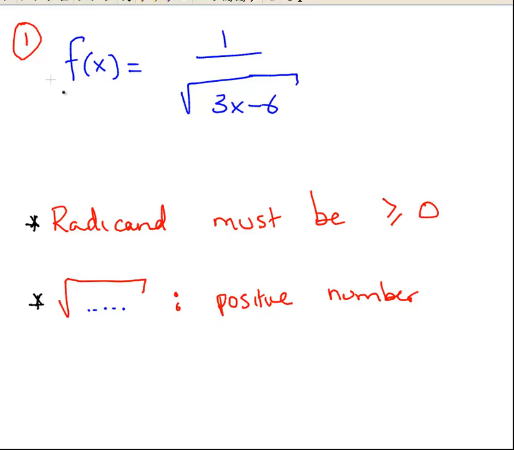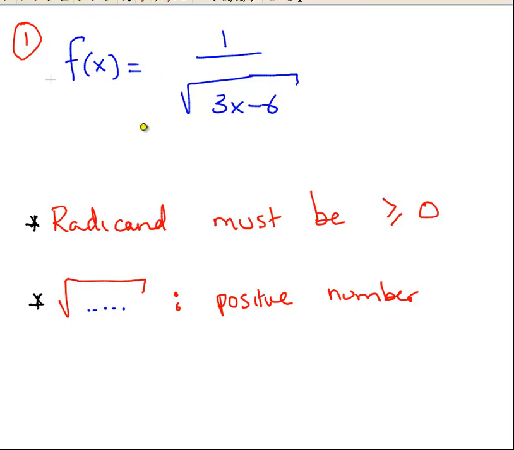This is another one of our functions questions. So essentially what we're doing in this one is, first off, we have to find the domain and range of this function. We have 1 over the square root of 3x minus 6. Now, just a couple of rules to be aware of.